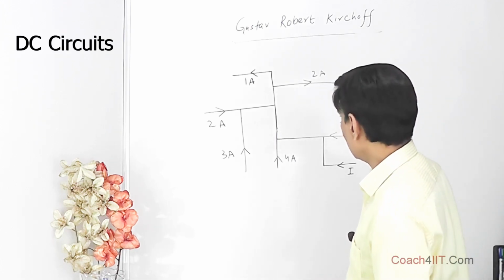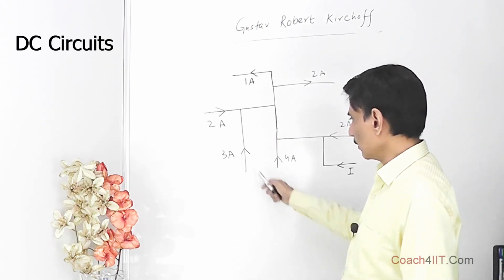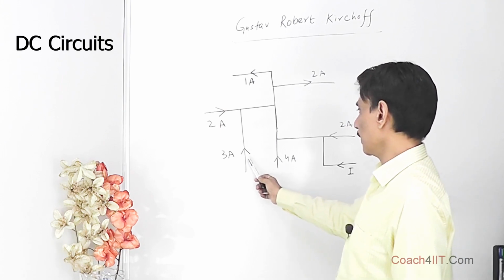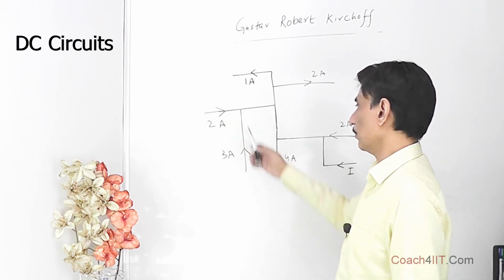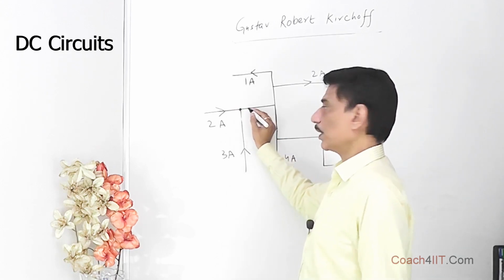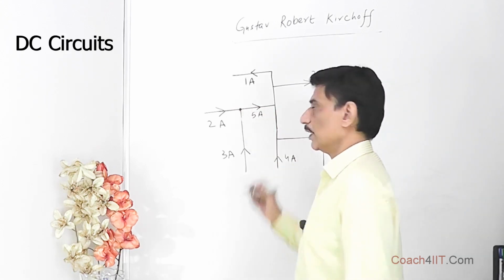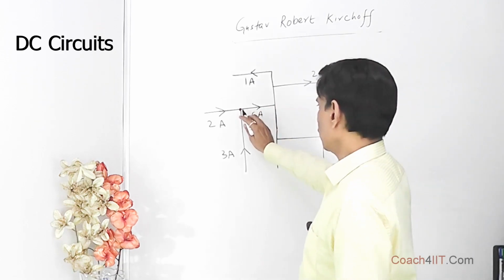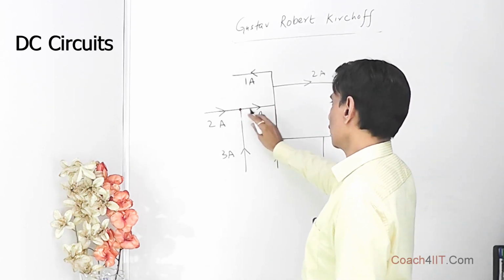Here we can start with any junction, and the simplest junction is this one, where 3 ampere is coming from here and 2 ampere is coming from here. If we take this as the junction, 3 plus 2, 5 ampere is coming in, so 5 ampere should be moving out in this direction.